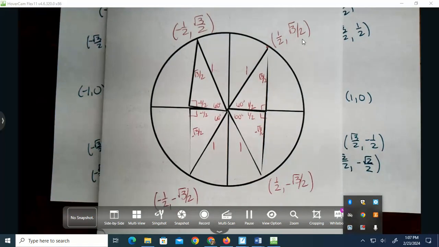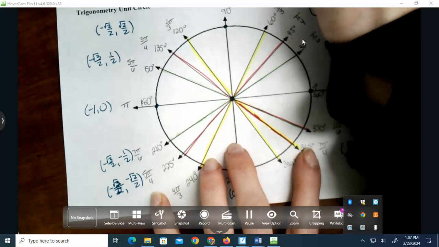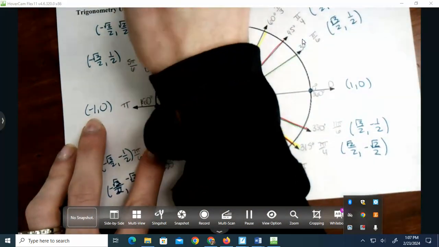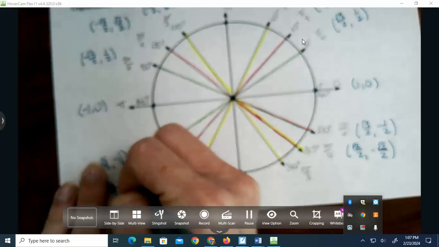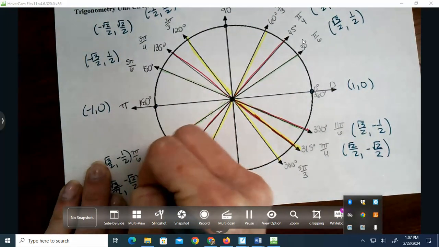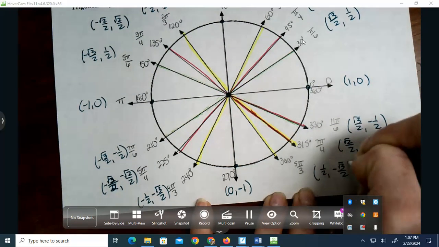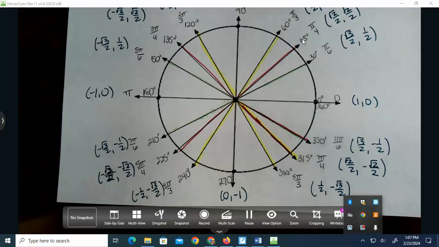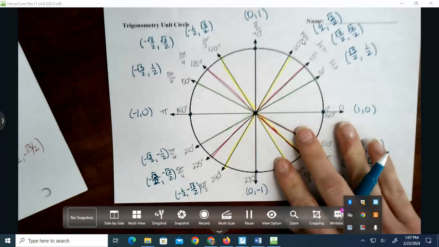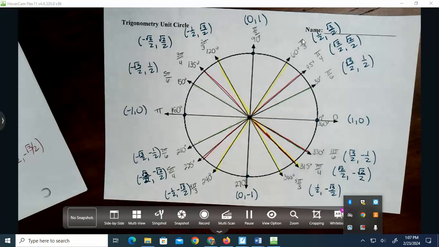Radical 3 over 2. Okay, in the second quadrant, the x would be negative. Third quadrant, they're both negative. Fourth quadrant, x is positive, y is negative. Negative radical 3. Okay. So now, here's something that I want you to think about.